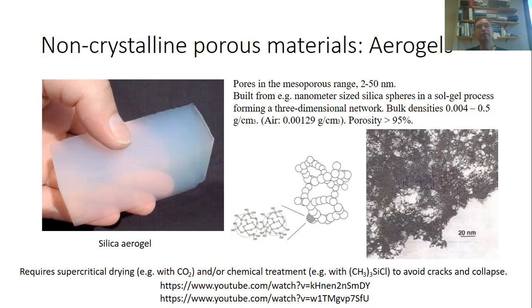Okay, that means that you not only have a pore of a particular size, but you actually have pores of a range of sizes that have a specific distribution. And that distribution can be primarily in the microporous range, in the mesoporous range, or the macroporous range. It can even extend over all the ranges. Okay, so one very interesting and also useful class of non-crystalline porous materials are silica aerogels.